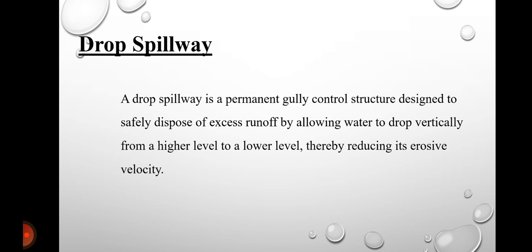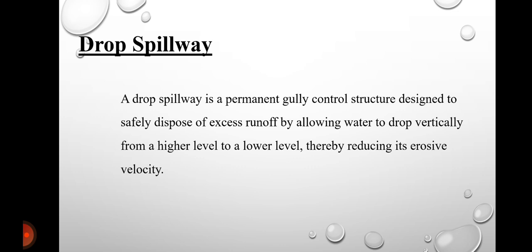So the next one is drop spillway. A drop spillway is a permanent gully control structure designed to carry water safely from a higher elevation to a lower elevation while preventing excessive erosion of the gully bed. A drop spillway is a permanent gully control structure designed to safely dispose of excess runoff by allowing water to drop vertically from a higher level to a lower level, thereby reducing its erosive velocity.